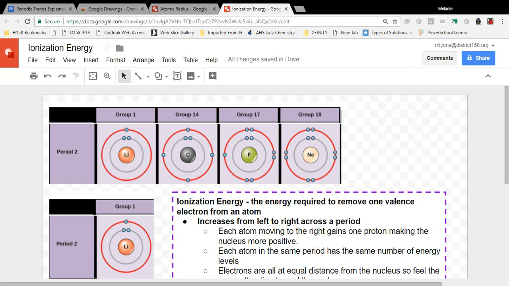This short video will hopefully explain the trend of ionization energy. So first, we have to define ionization energy as the energy required to remove one valence electron from an atom. Typically, this is done in the gas phase.